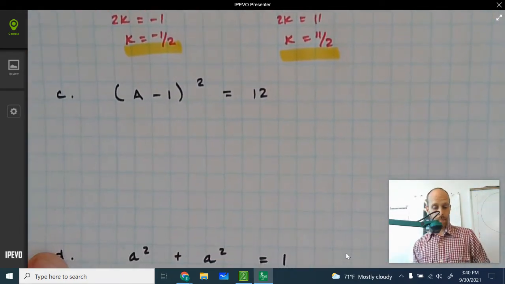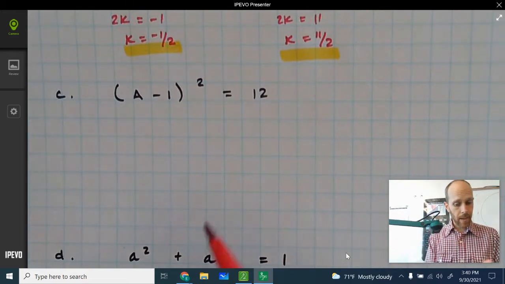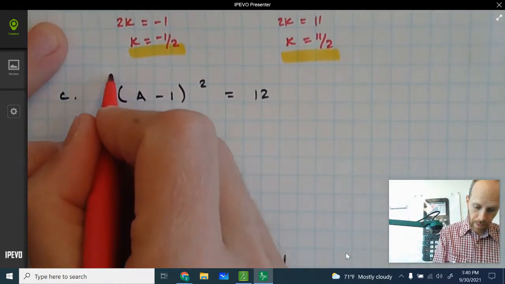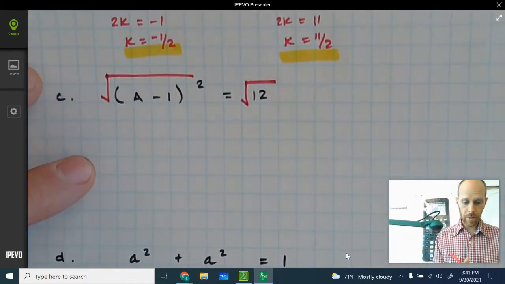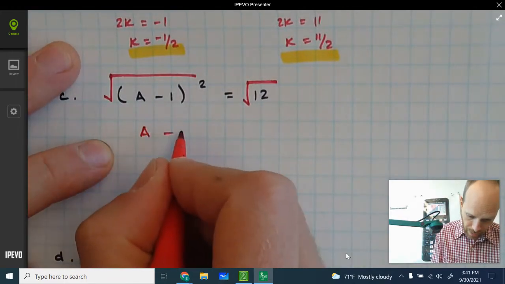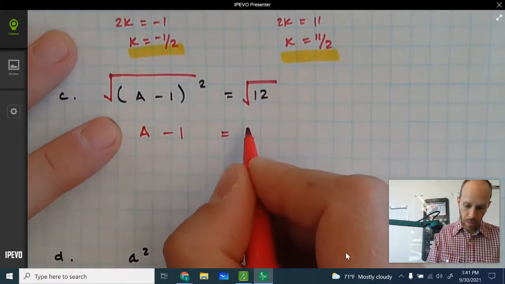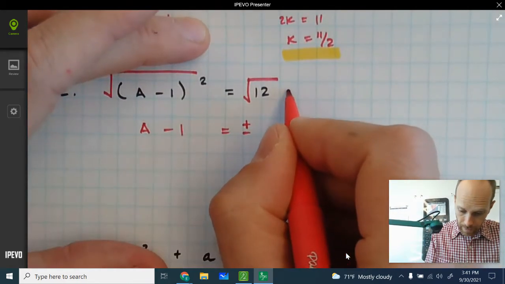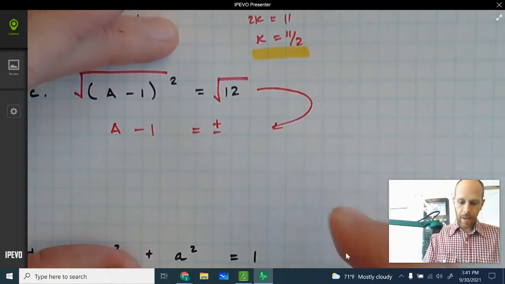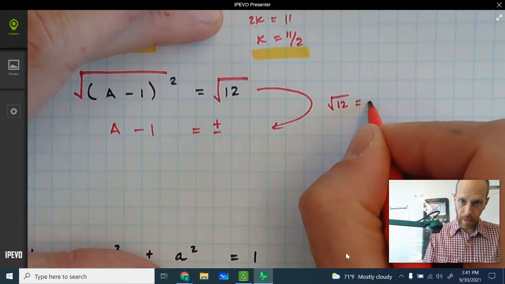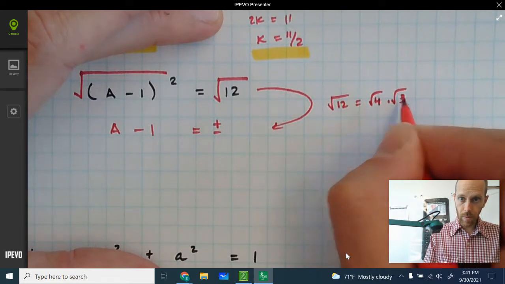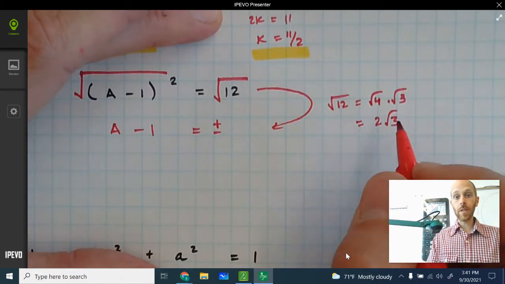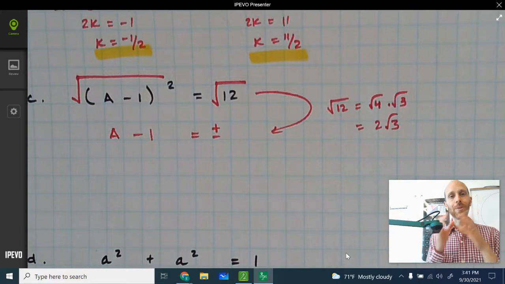Moving along to C. Okay, on C, I was a nice guy once again. I gave you something squared equals number. So we can begin by square rooting both sides. On this side, we get a minus 1. On the other side, we get plus or minus the square root of 12. But let's remember that the square root of 12 can be rewritten as the roots of 4 times the roots of 3, which would be 2 roots of 3. So that's the form we want to use. The number inside the radical is smaller.